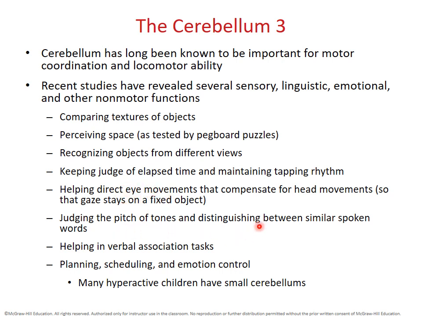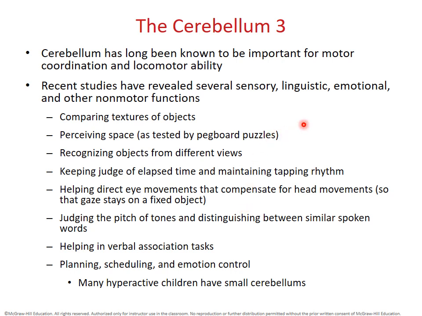The cerebellum seems to play a role in evaluating the pitch of sounds that we hear, which is partly involved in distinguishing between certain words and voices, recognizing individual voices. And also some level of planning and scheduling, which is a big surprise because we usually associate that with the cerebrum. But the cerebellum does seem to work with the cerebrum in doing that, and some level of emotional control.